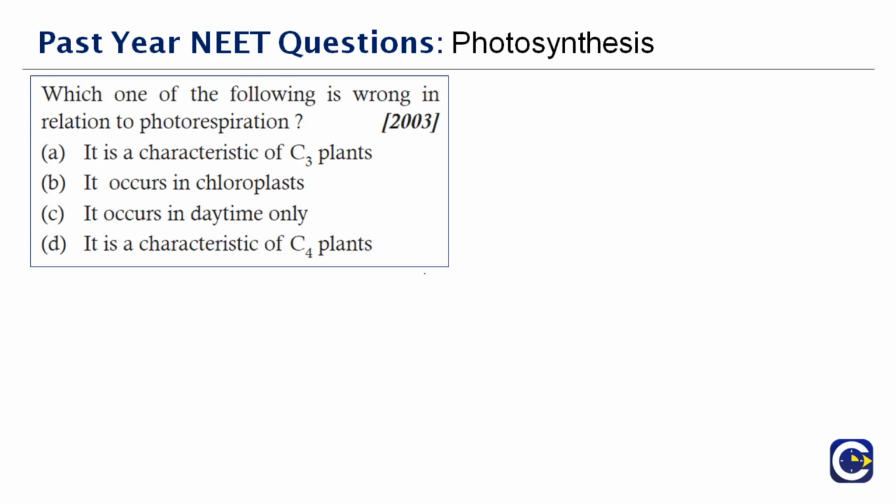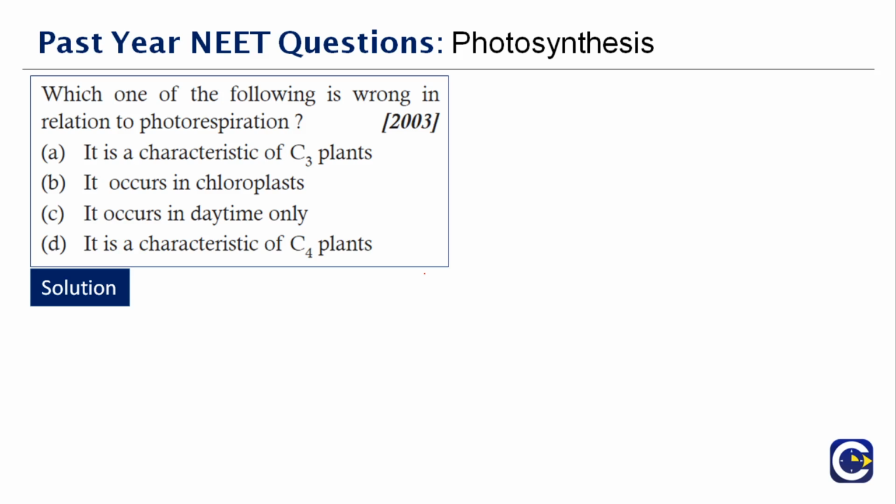Next question here. Which one of the following is wrong in relation to photorespiration? Okay, this is a very easy question for you to answer. Photorespiration is a characteristic of C3 plants. Yes, it is true. Second option, it occurs in chloroplast, it occurs in daytime, it's a characteristic of C4 plants. See, during daytime, due to photosynthesis, carbon dioxide concentration is low. Okay, we all know that during the daytime.